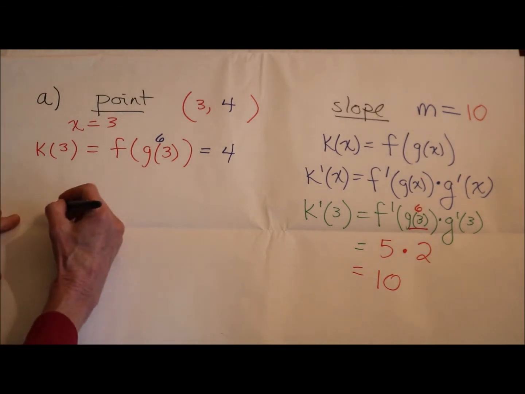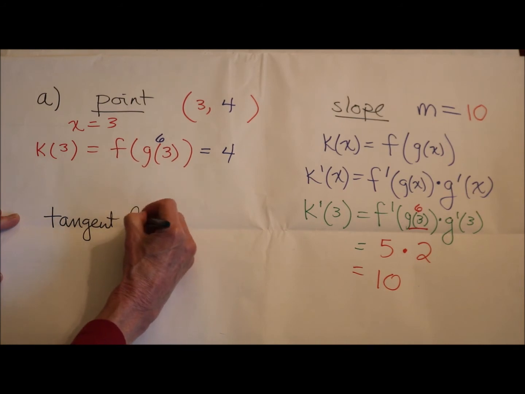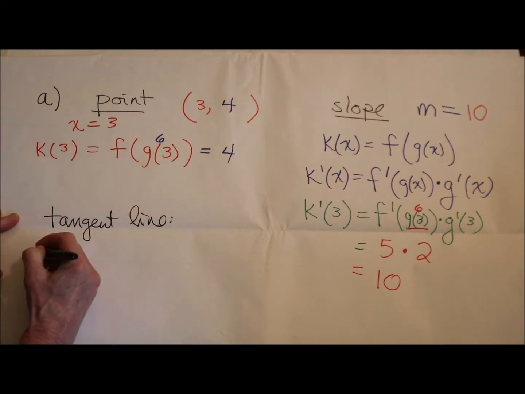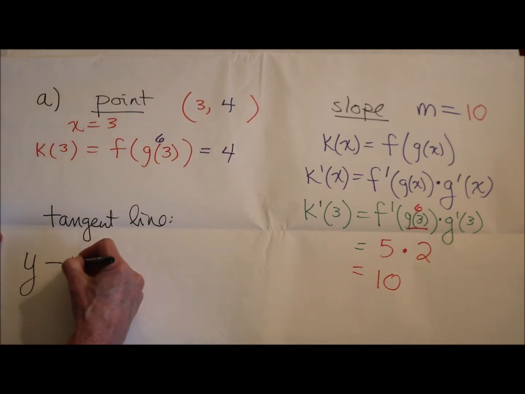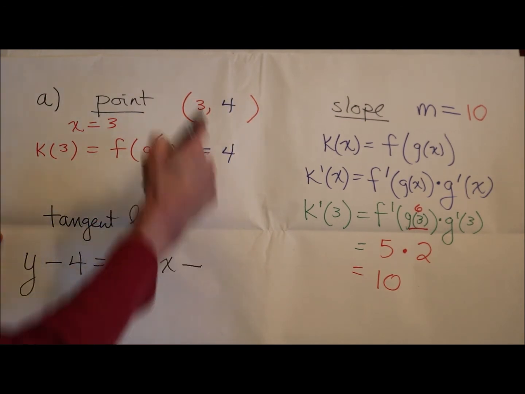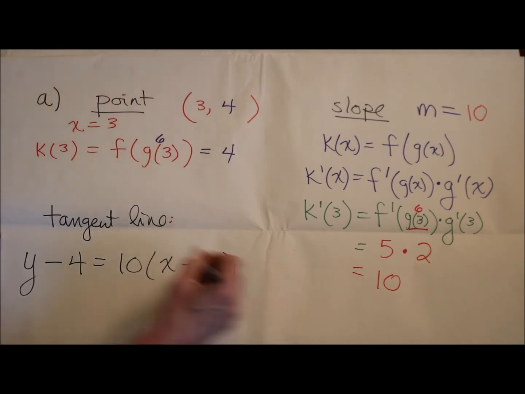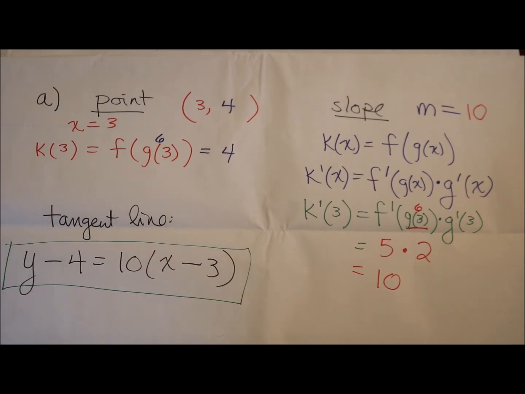So my tangent line equation, I'm just going to do point slope: y minus the y value equals my slope times x minus my x value. There's my answer. You can leave it like that. Point slope form is a beautiful form. There's the equation of my tangent line.